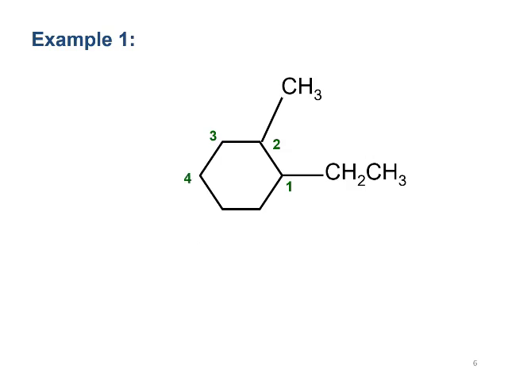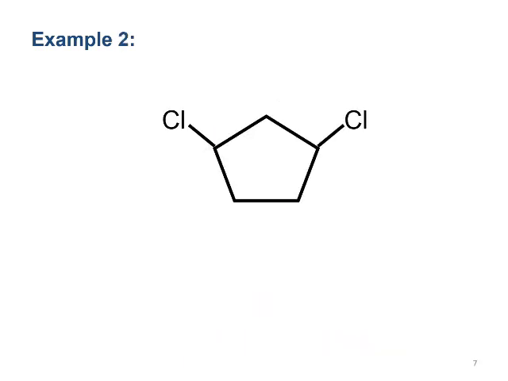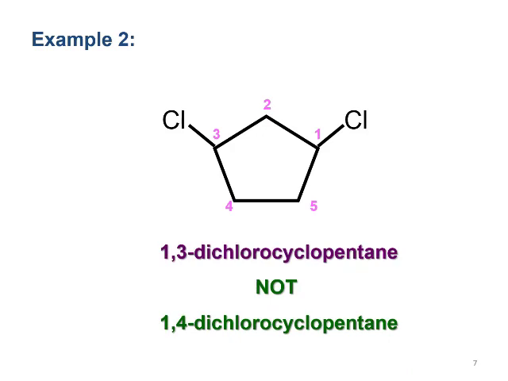1, 2, 3, 4, 5, 6. So the name is 1-ethyl-2-methylcyclohexane, not 1-ethyl-6-methylcyclohexane. Example number 2. The name is 1,3-dichlorocyclopentane, not 1,4-dichlorocyclopentane.